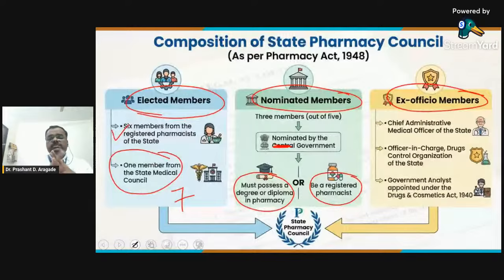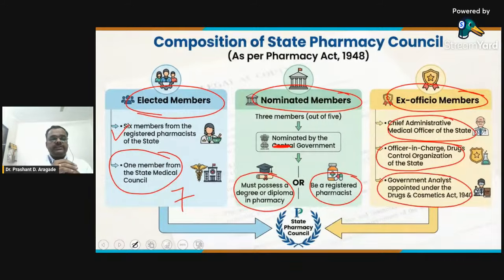Then the third type of member is the ex officio member, meaning those persons sitting on that particular post will automatically be members of the state pharmacy council. That is the chief medical officer of the state, the officer in charge of the drug control organization of the state, and the government analyst appointed under the D&C Act 1940 by the state government is automatically a member of the state pharmacy council.